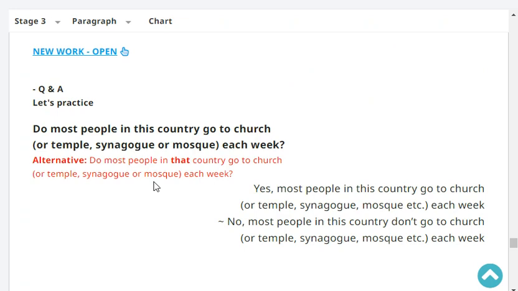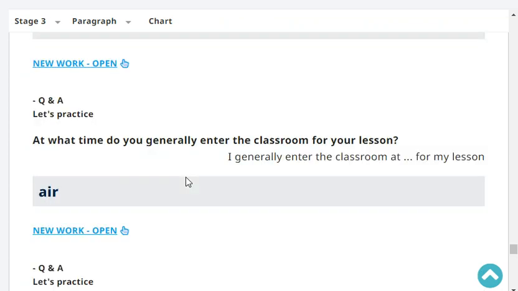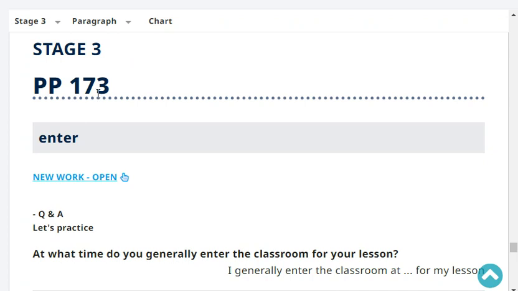Do most people in your country go to temples each week? Yes or no? No, most people in my country don't go to temples each week. Very good. At what time do you generally enter the classroom for your lesson? I generally enter the classroom at 6:30 p.m. for my lesson.